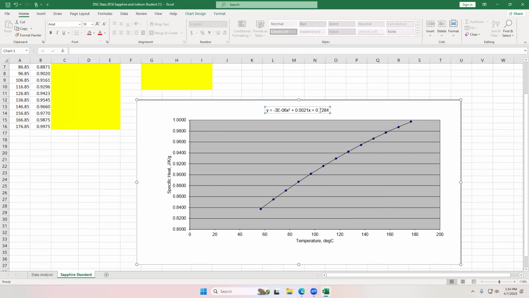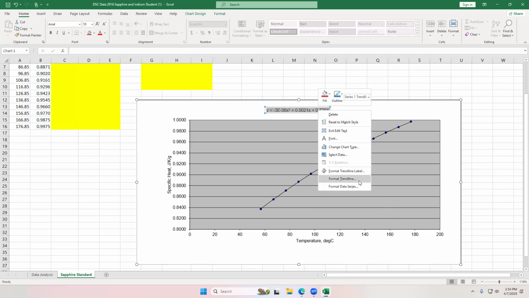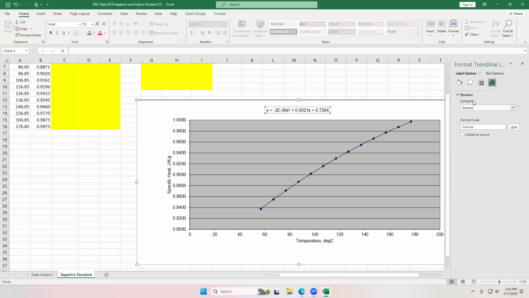Now if you want more sig figs, you can highlight the equation, right click on it, and say format trend line label. You can say you want that number to have more decimal places. Let's make it scientific notation because one of these is very small, and then you want 5 decimal places, for example. You can see the second order polynomial trend line. So you can see those are all as many sig figs as you want in there. You can use that.